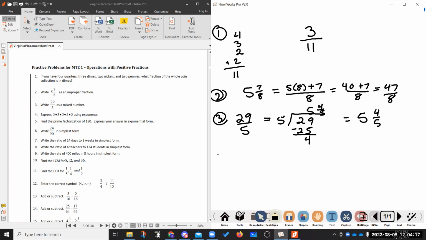Sorry, number 4 before that says to write 3 times 3 times 3 times 5 times 5 using exponents. So this is going to be 3 to the 3rd power, 5 to the 2nd power, because there's 3 3s. Put a little exponent of 3 on the base of 3. And since there are 2 5s, put a little exponent of 2 on the 5.